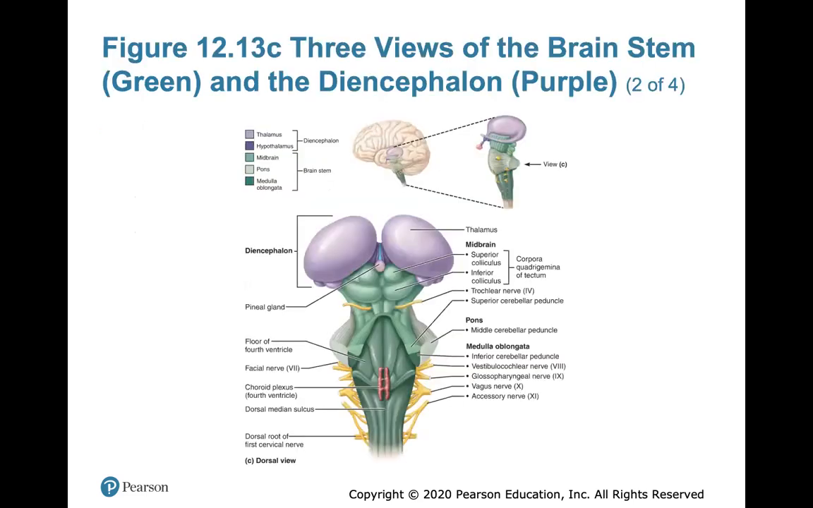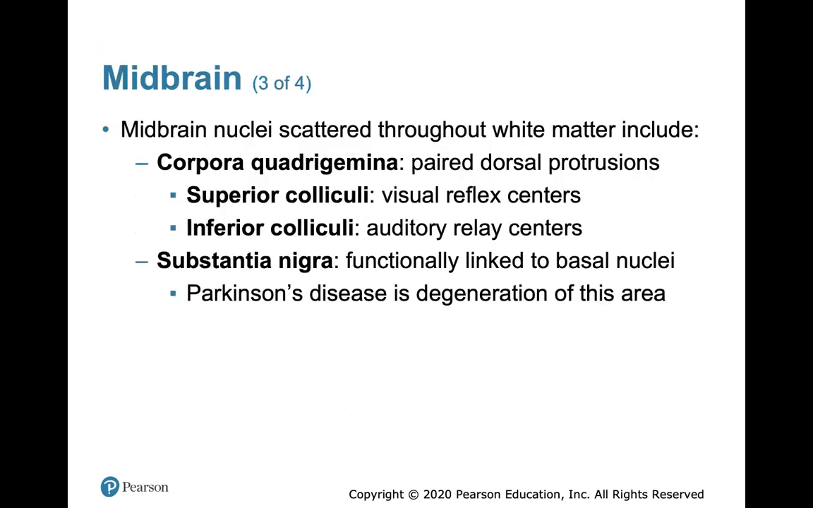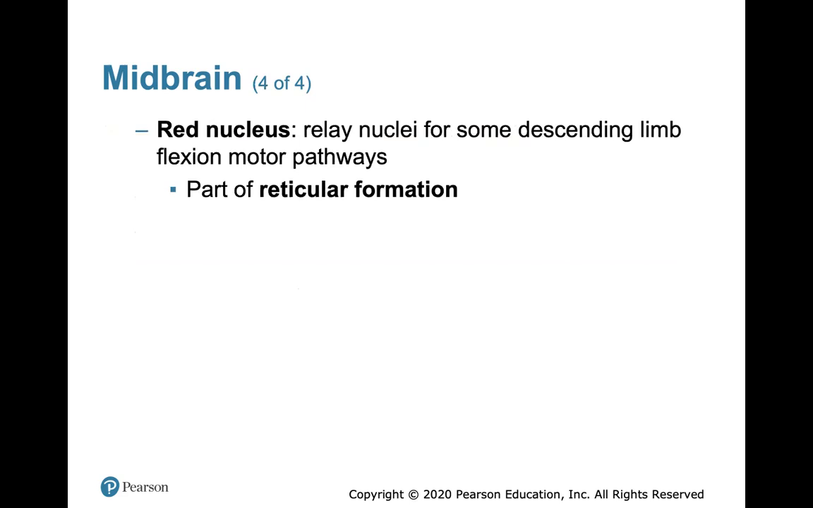And here again is a look at the brainstem and the diencephalon in purple. The midbrain contains nuclei scattered throughout the white matter, including these structures. And then the red nucleus relays nuclei for some of the descending limb flexion motor pathways.